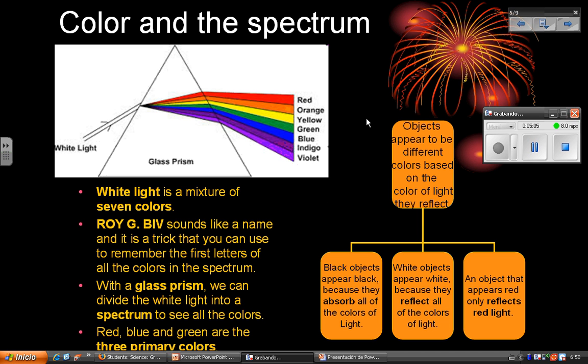Objects appear to be different colors based on the color of light they reflect. Black objects appear black because they absorb all the colors of the light. White objects appear white because they reflect all the colors of light. An object that appears red only reflects red light. The same is true for a green object or a blue object.